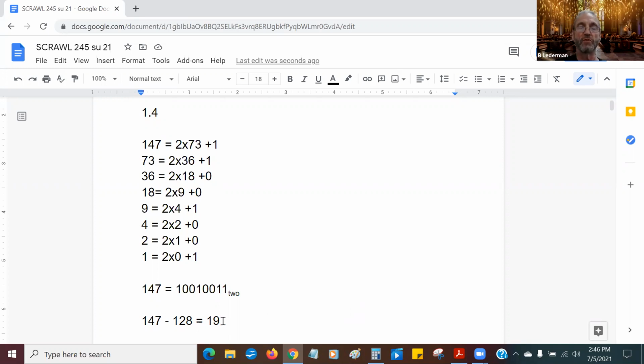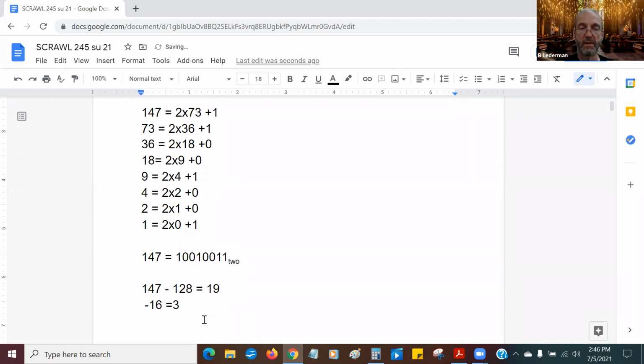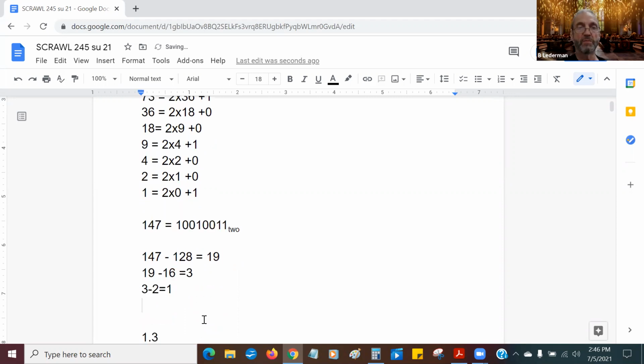I get 19, and the highest power of 2 that's less than 19 would be 16, and subtract that, and I get 3. 19 minus 16 is 3. Then the highest power of 2 which is less than 3 is 2. That gives you 1, and the highest power of 2 which is less than or equal to 1 is 1, because 1 is a power of 2. It's 2 to the 0, and that's it. We're done.